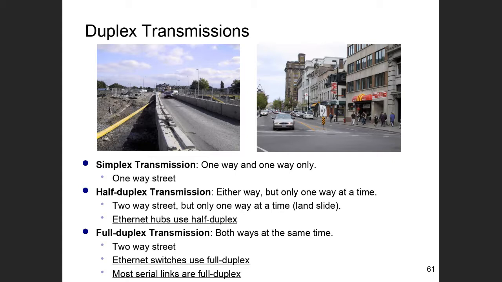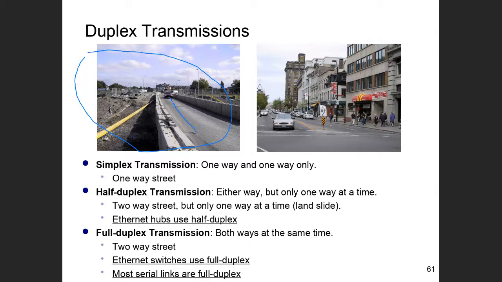You don't have to share it with anybody else. So let's look at this picture here, where a simplex transmission is like a one-way street. You only go one way down the street. Half duplex is like there's a bridge out. Half the bridge is out. So there's only one lane. Only one car can go one way at a time. Or the country bridge up in the Northeast where they have the covered bridges and only one lane, you had to wait your turn. So the old Ethernet hubs were half duplex, only one at a time. It's two-way, but if you want to go the other way, you have to wait for the other guy to go his way first.